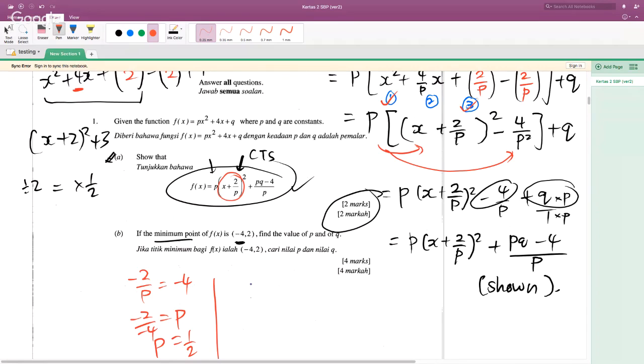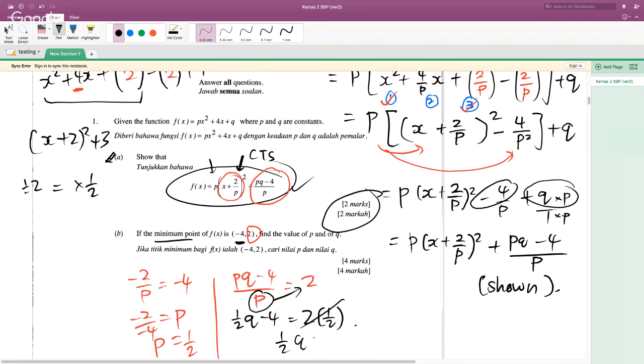And the same thing, if you want to get the y value, it is all the value at the back without x. So I will say pq minus 4 over p equals 2. Since we know p, I will substitute p now. So p is half: half q minus 4. I move my p to the other side, so it's 2 multiplied by half. Here you get 1.